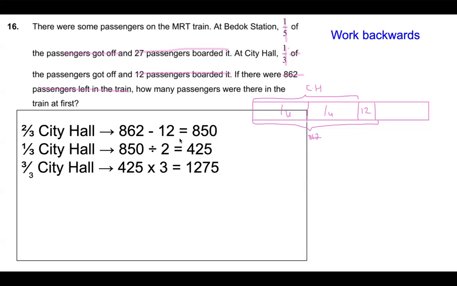Once you've established this, now we will draw the second part of the model, which is at Bedok. So now we'll draw Bedok. At Bedok, what happens is 1/5 of the passengers got off. So this whole model, the one at City Hall, is actually 4 out of 5 of the people that were at Bedok.